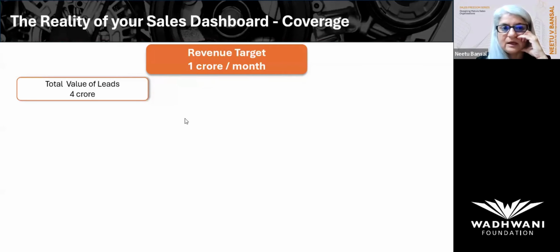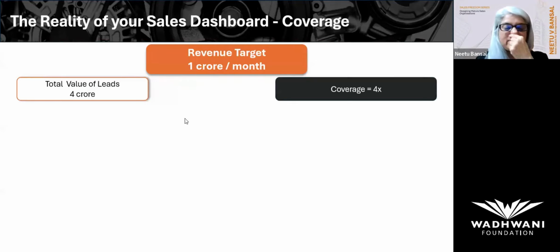Okay. Now, what this means is, what's your coverage? Your coverage is 4x. That means you have 4 times the value of leads which you require. That's what coverage is, right? You've got 4 crores of leads where you just need 1 crore of billing. This is like your cricket score. So many balls and so much score, right?